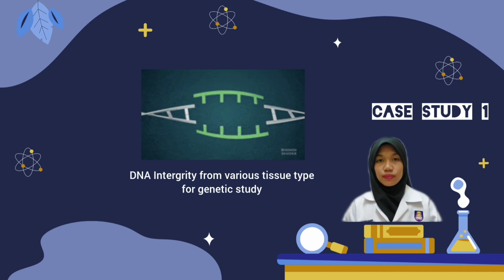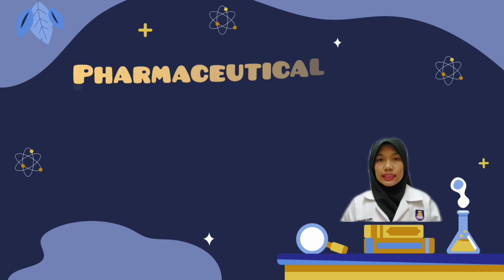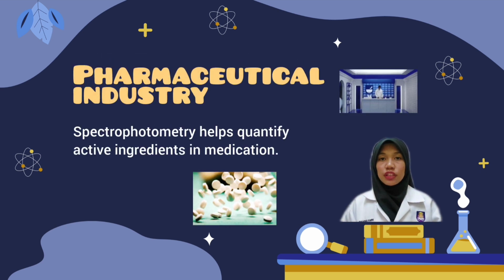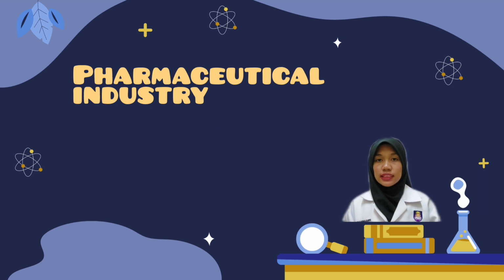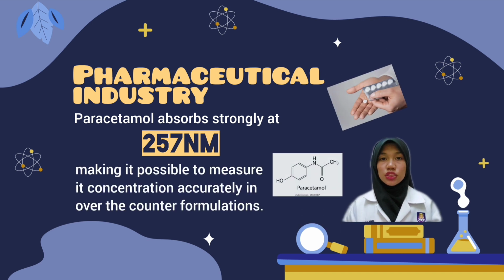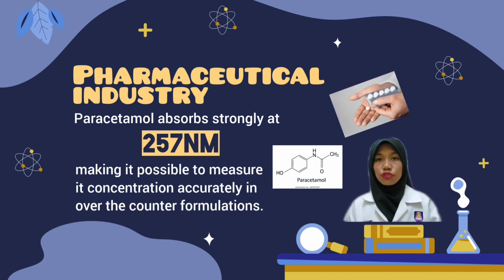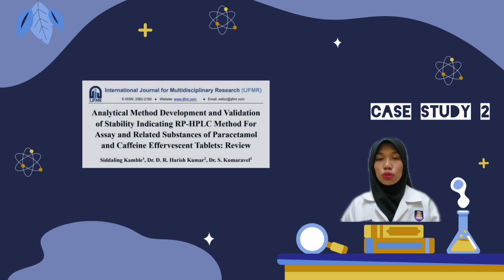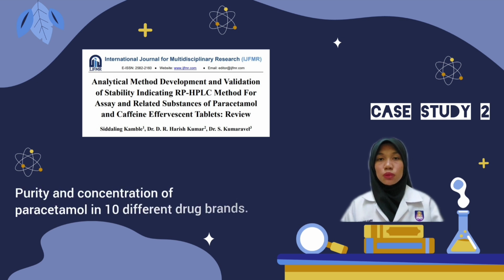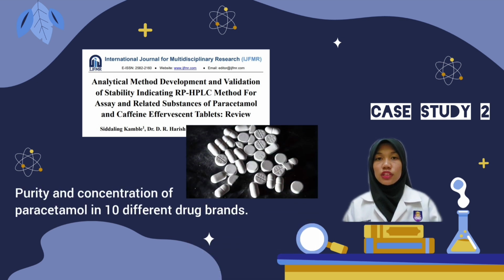The second application is in the pharmaceutical industry. Spectrophotometry helps quantify active ingredient in medication. For instance, paracetamol absorbs strongly at 257 nanometer, making it possible to measure its concentration accurately in over-the-counter formulation. A quality control study conducted by Kumar and his team in 2020 used spectrophotometer to assess the purity and the concentration of paracetamol in 10 different drug brands.